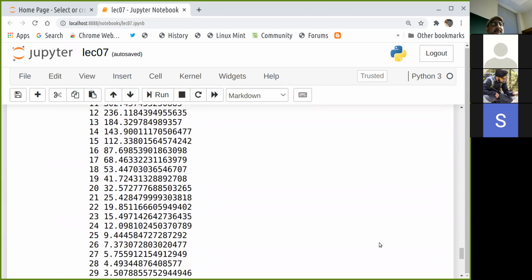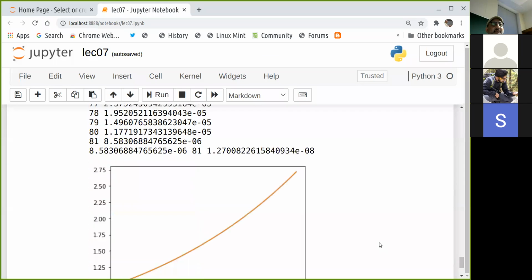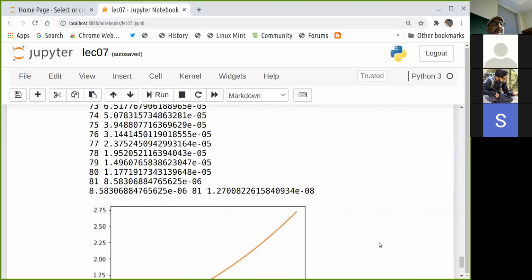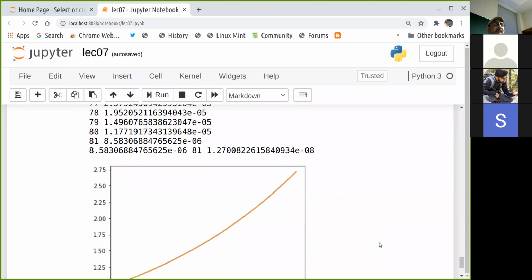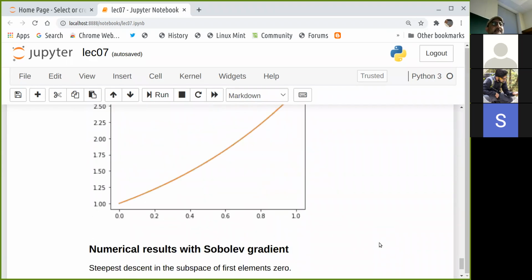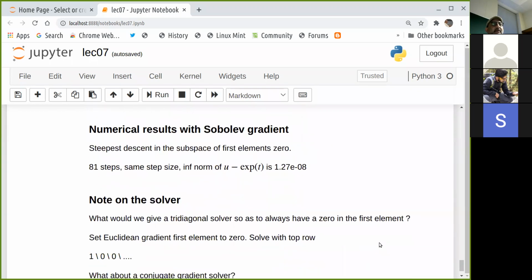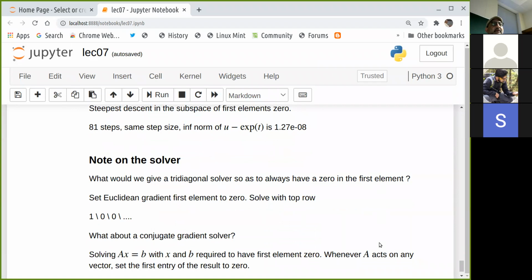And once again, very efficiently, 81 steps gives you a very good answer. All right.